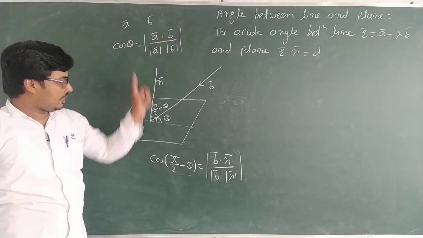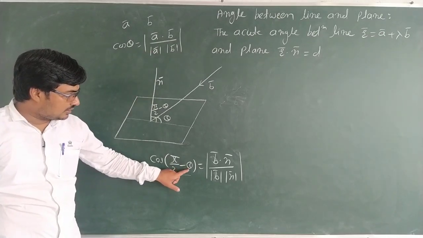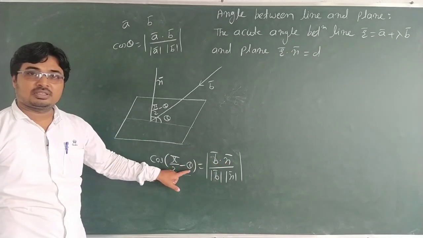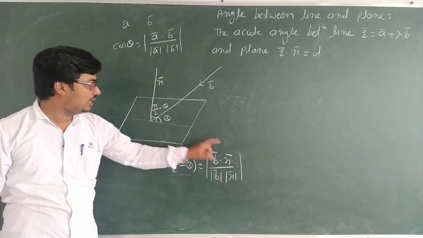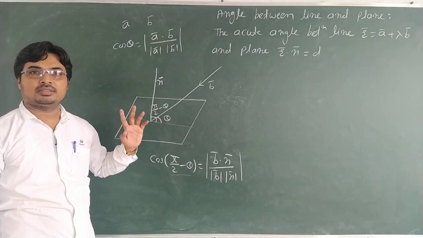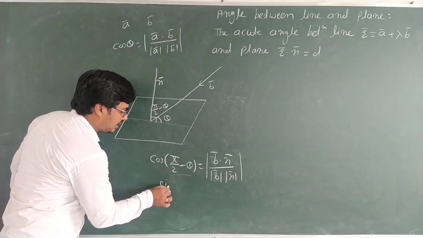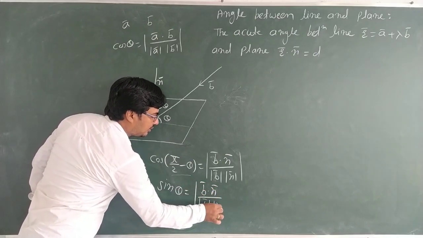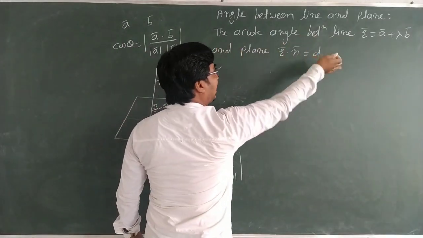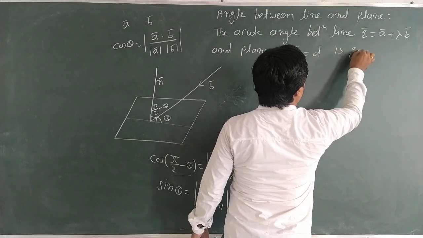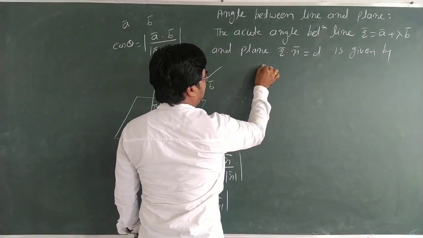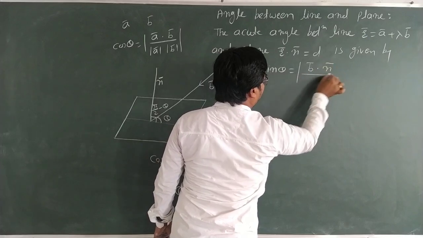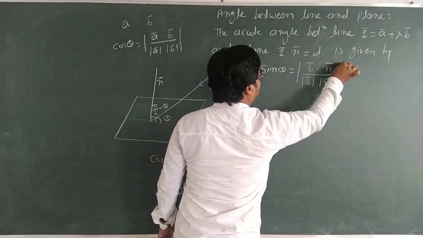Here it is cos pi by 2 minus theta, the angle between b bar and n bar. And here we know that cos pi by 2 minus theta is sin theta, and sin theta is equal to b bar dot n bar upon magnitude of b bar into magnitude of n bar. And this is the formula for the angle between line and plane: sin theta is equal to b bar dot n bar upon magnitude of b bar into magnitude of n bar. Here see carefully this.